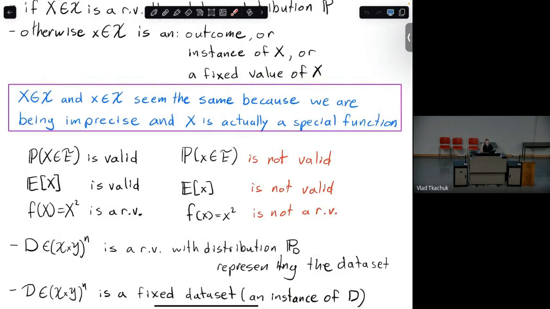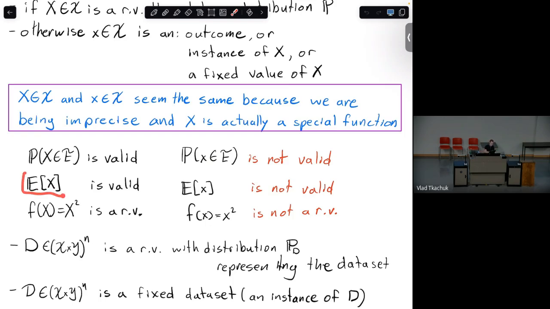So some actual useful things to note about this: what this implies is that we can say what's the probability that a random variable is in some event. So it has a probability distribution that we can talk about. When we use the little x as just being some instance of it, we can't talk about this stuff. This is not valid. This has nothing to do with probabilities. It doesn't have a probability distribution with it. It's just like a number, let's say.